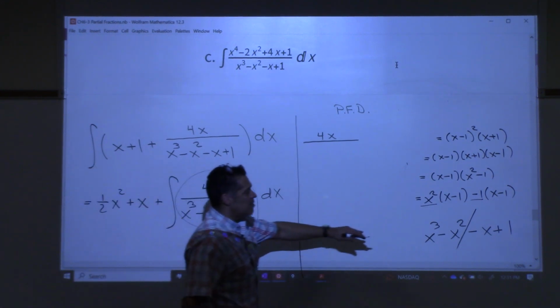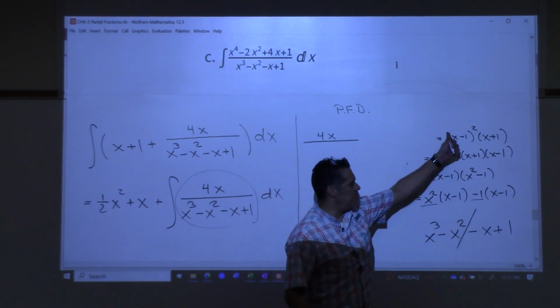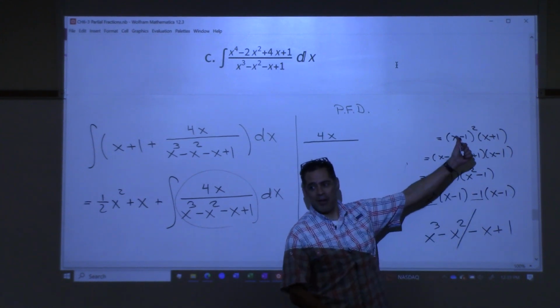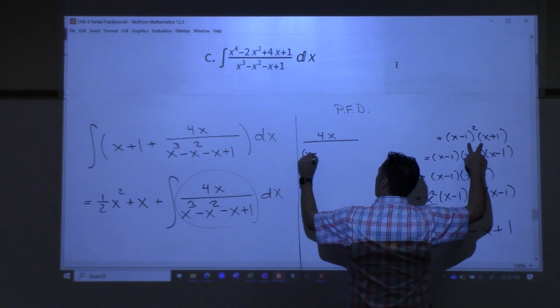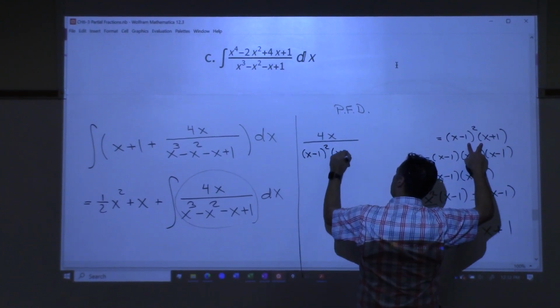All right, so I factored the denominator. I factored up, sorry, usually we go down. Factored up, right? So now this is my denominator, so I put it under here. X minus 1 squared, x plus 1.